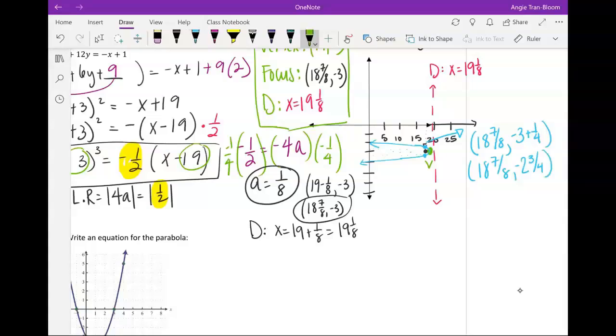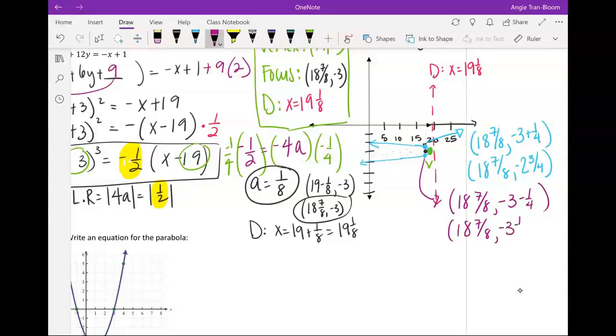We could also do the same thing on the bottom. The x coordinate is the same, 18 and 7/8. And we're going to take the -3, which is the y coordinate of the focus, and we subtract a quarter. So the final answer for this bottom ordered pair of the latus rectum is 18 and 7/8, comma, -3 and a quarter. So if I ask you for the ordered pairs, those are the two ordered pairs, and that's how we find them.